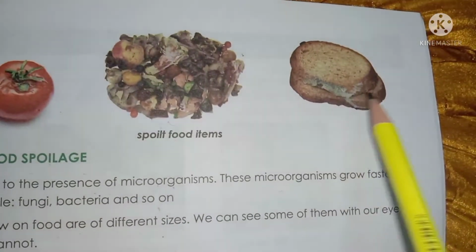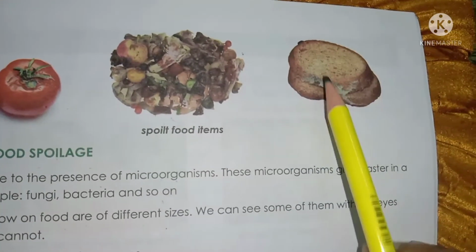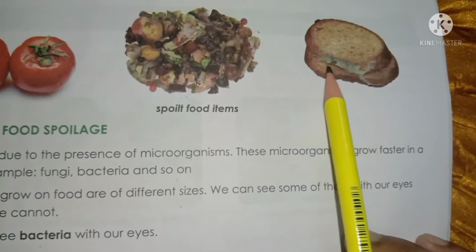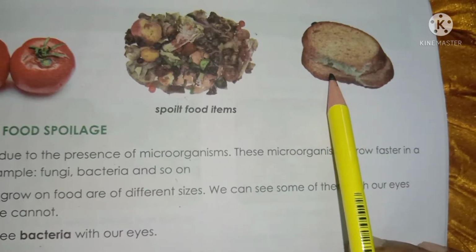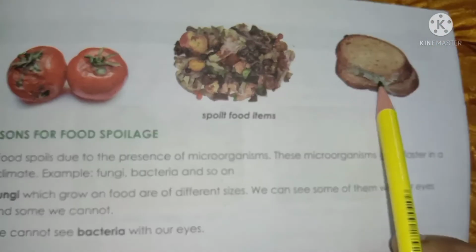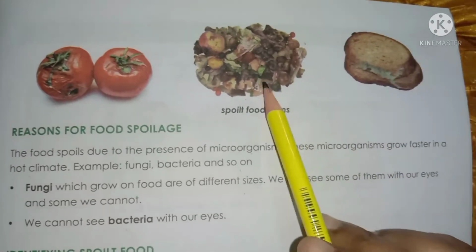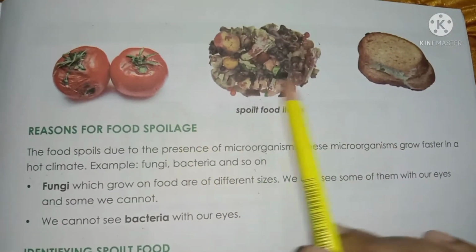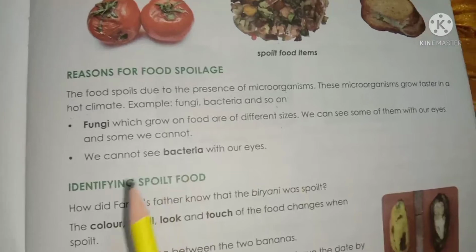And see here the bread. How is the bread? See on the bread the white color, you would have seen at home, no? White color or green color, a fluffy layer will be grown, a cotton-like layer will be grown, children. So these are called food spoilage.